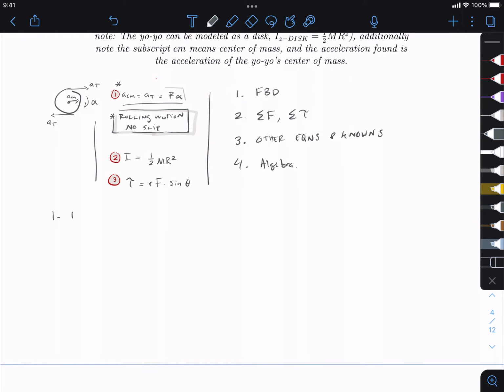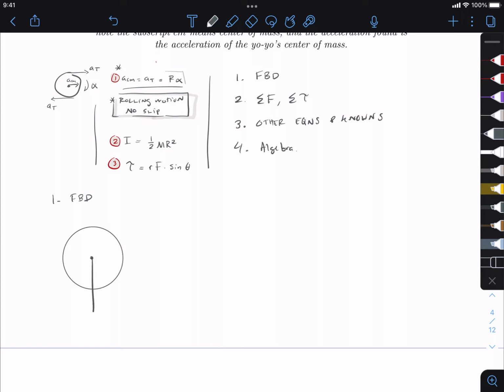So 1, let's do our free body diagram. The yo-yo itself is just a circle, and we have the weight of the yo-yo acting from the center of mass. So this is mg, and then we have some tension, which is given in our drawing over here.